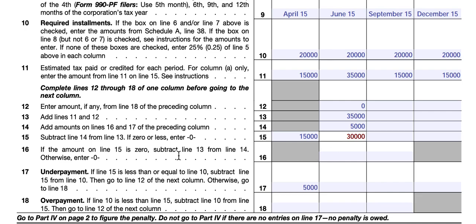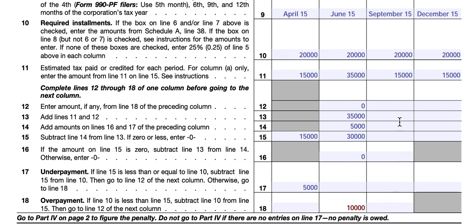Now, if the amount on line 15 is 0, then we would subtract line 13 from 14. However, there's actually some number here, so we're going to enter 0. And now we go through the same thing that we did in column A. If line 15 is less than or equal to line 10, then we would enter an underpayment. However, it is not, so we're going to go to line 18, which is the overpayment. In this case, line 15 exceeds line 10 by $10,000, and that's what we're going to put here. So we went from an underpayment of $5,000 to now we're overpaid $10,000.